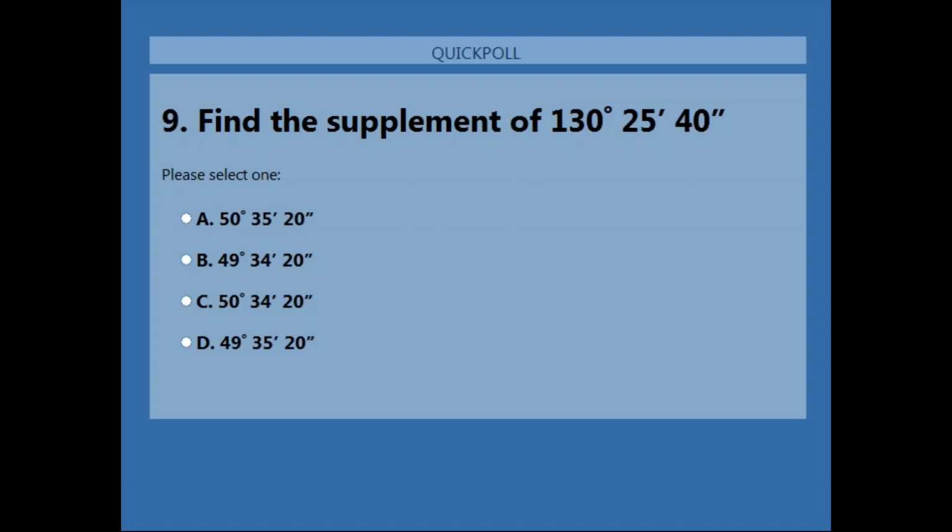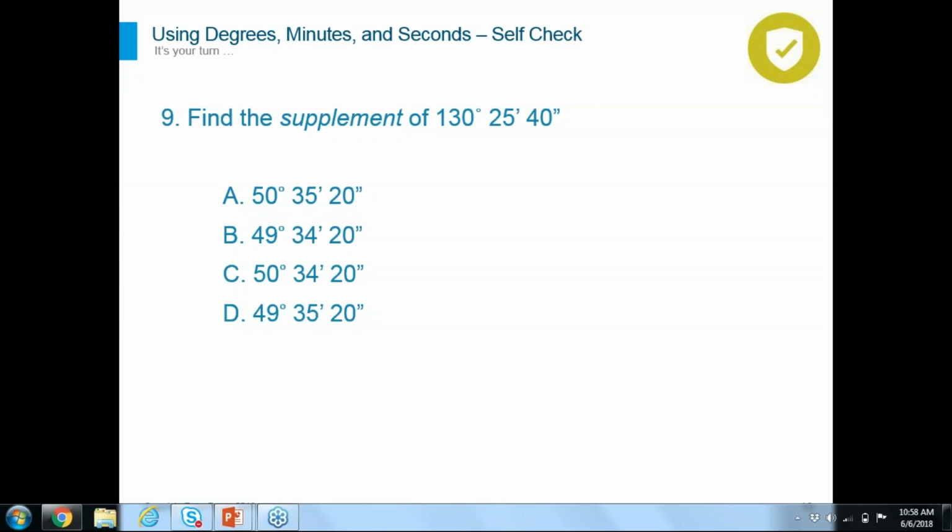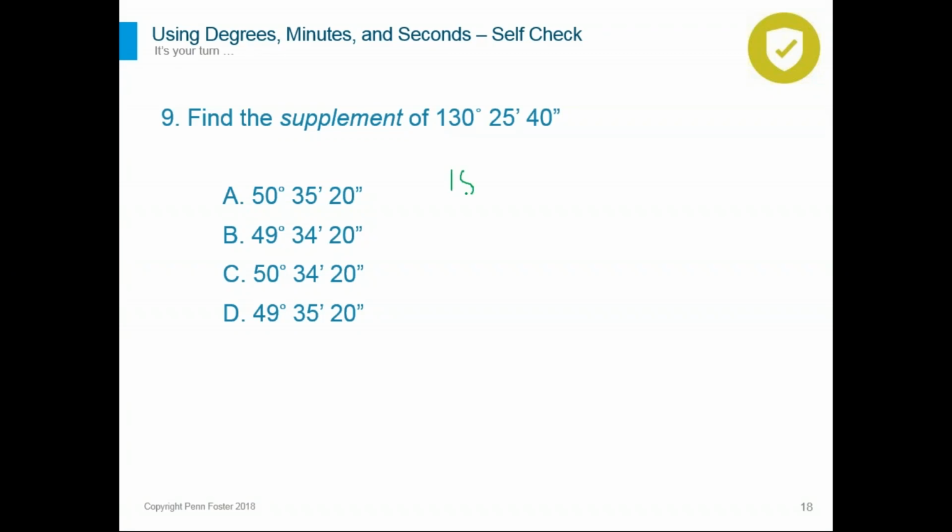Okay, let's do the subtraction together. So since the key word in this question says supplement, we're not going to use 90 like the other question. We have to use the 180 degrees. Since we're dealing with minutes and seconds, then we have to specify 0 minutes and 0 seconds minus the given angle, 130 degrees, 25 minutes, and 40 seconds.